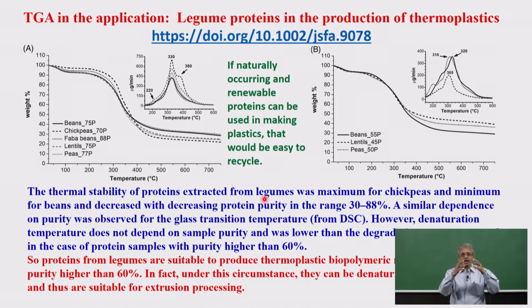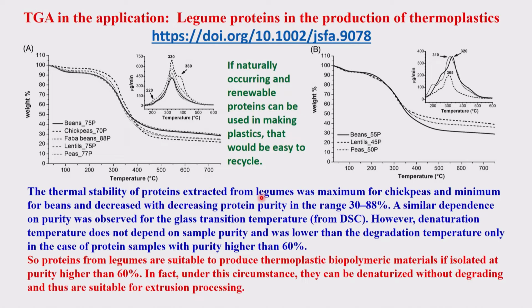So you have isolated these legume proteins from different sources. Each one is a different source: the beans, chickpeas, faba beans, lentils, peas, a variety of these things, and the right-side number tells you 75% purity, 70% purity, 88% purity, 75%, 77%, etc. How do we know these purities? You can know from the degradation temperatures. So dW by dt or dm by dt will also tell you, and you can look at those aspects, and that is how it helps you determine the purity.